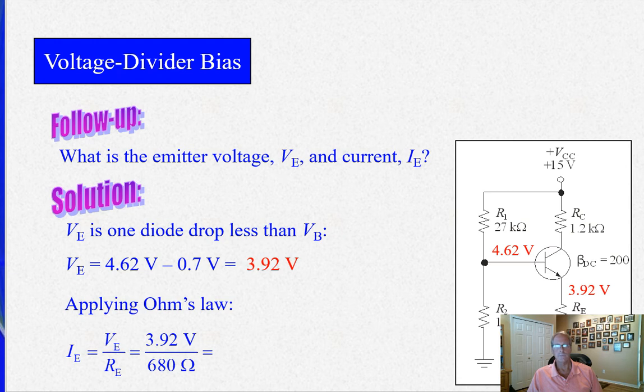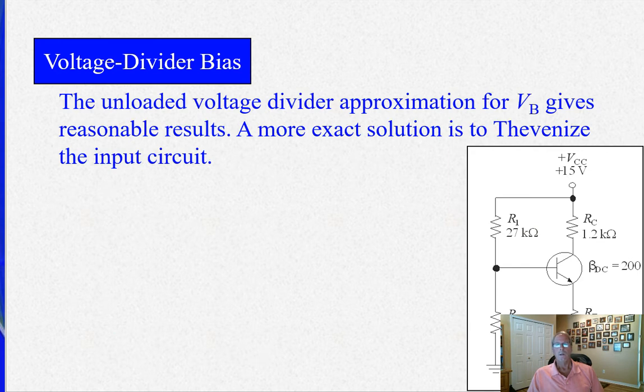And that's what this is. Emitter current, 3.92 divided by 680 ohms is 5.76 milliamps. So this is, as I was saying, we assumed it was an unloaded voltage divider. In other words, no base current.